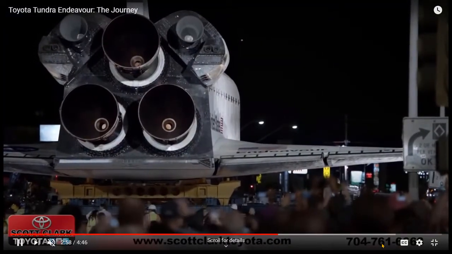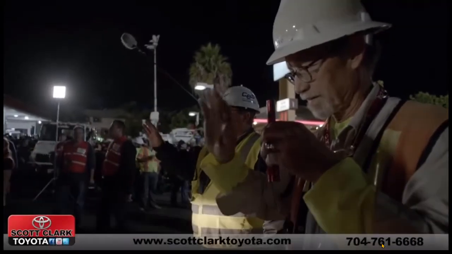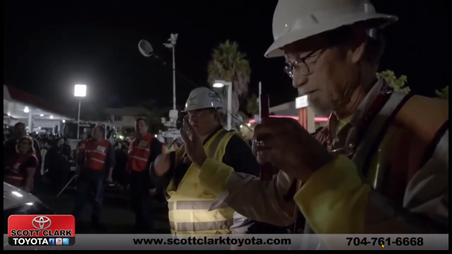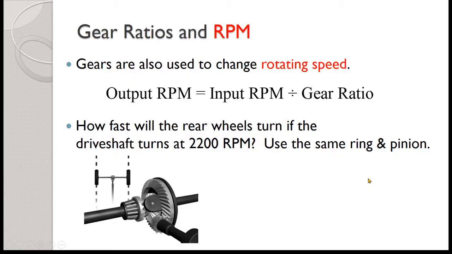The key is to have very low gearing, and most four-wheel drive trucks have low enough gearing to accomplish that. So here's our third formula. Output RPM can also be found. All we need to take is our input RPM, but this time we divide by our gear ratio. So the output gear will turn whatever the input gear is turning when you divide by the gear ratio.